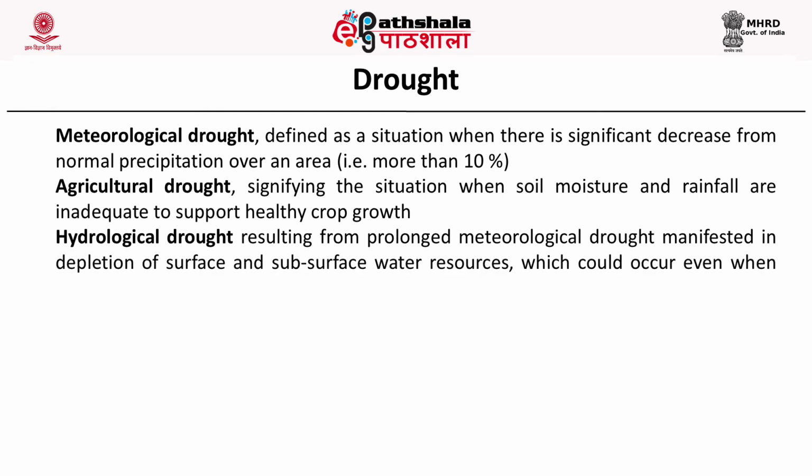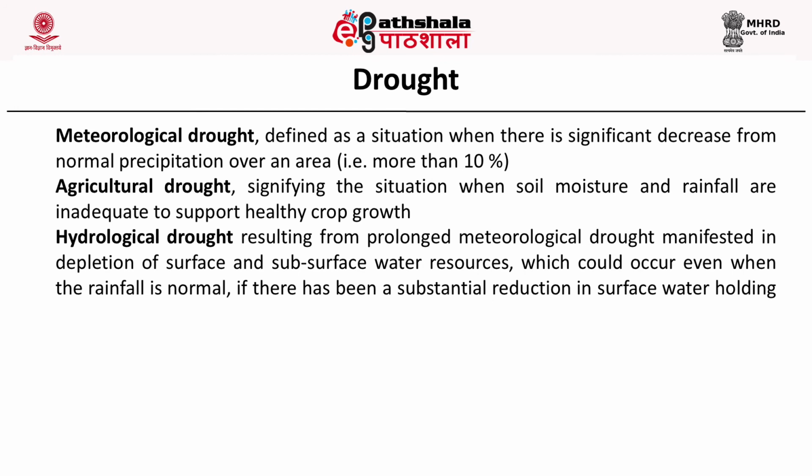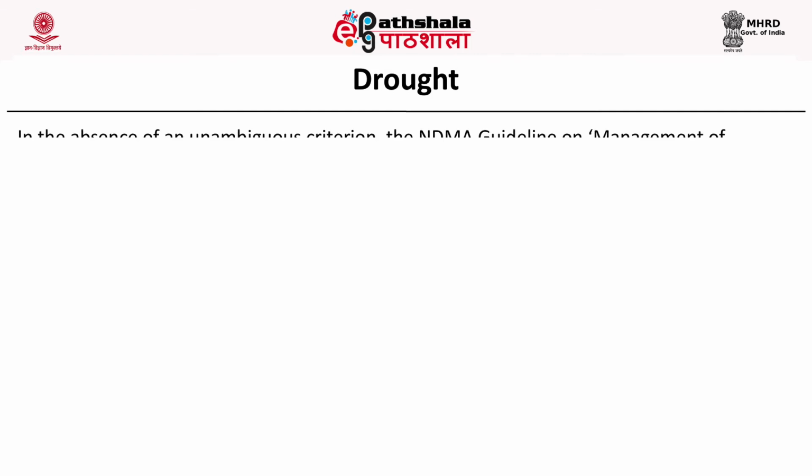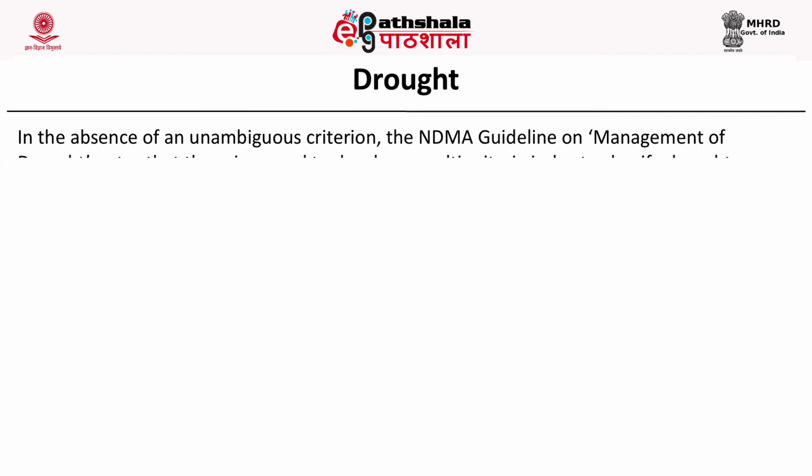The agricultural drought signifies the situation when soil moisture and rainfall are inadequate to support healthy crop growth. The third one is hydrological drought, which results from prolonged meteorological drought manifested in depletion of surface and subsurface water resources. It could occur even when the rainfall is normal if there has been a substantial reduction in surface water holding capacity.